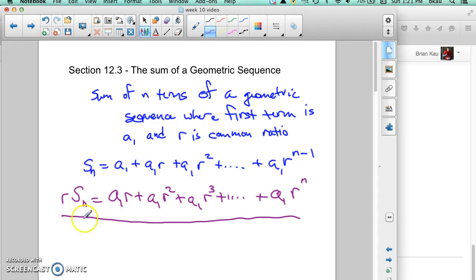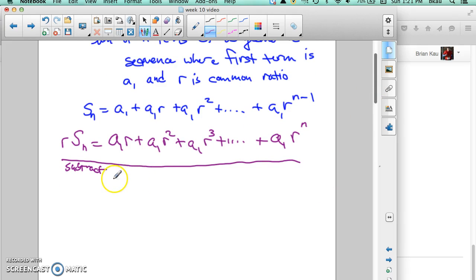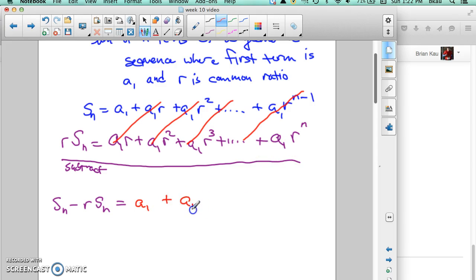Now what we're going to do is subtract these two things. This is going to develop the formula that we're going to use. You're not going to need to know how to do this, I'm just showing you how we develop the formula. So our formula is going to be s sub n minus r times s sub n. And then when we subtract, all of these terms are going to drop out until we get down to here. So we're only going to end up with the first term plus the last term on this one right here, a sub 1 r to the n. We're only going to end up with two terms left over when we subtract.